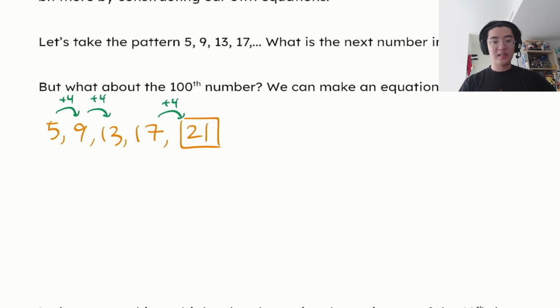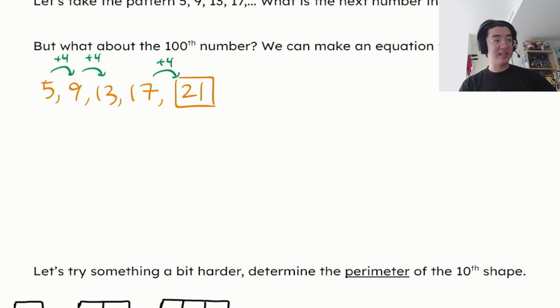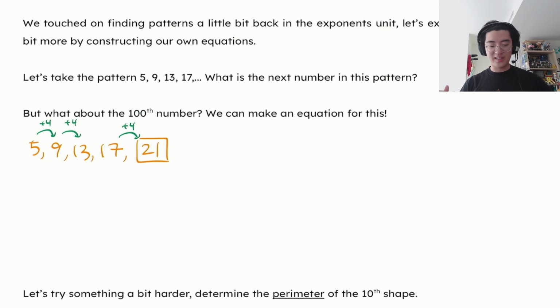Right, and from here, we notice that it doesn't really matter which term it is. It could be the 100th number, 101st number, or the 500th number. Doesn't matter what term it is, we're just going up by 4 each time. So naturally, to find the 100th number, we don't really want to write all of them out. That's a waste of time. So we can find an equation to figure out what the number is.